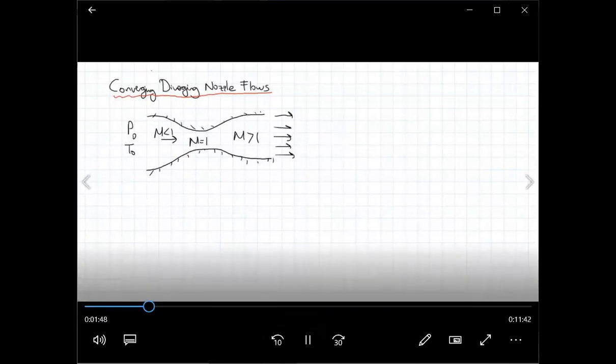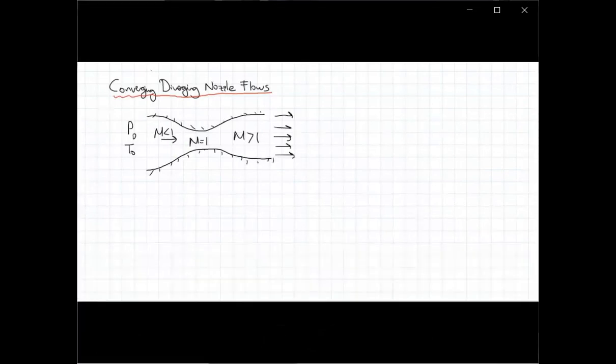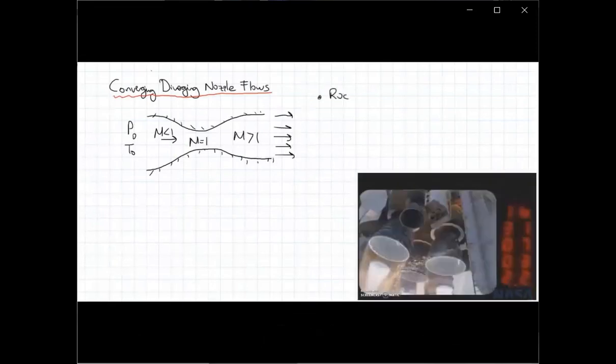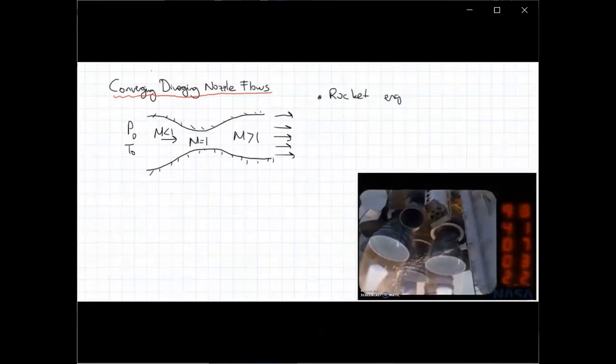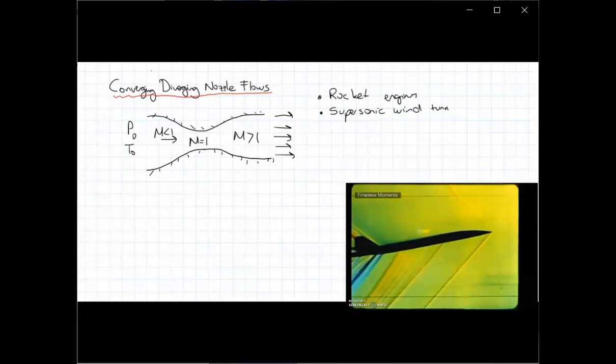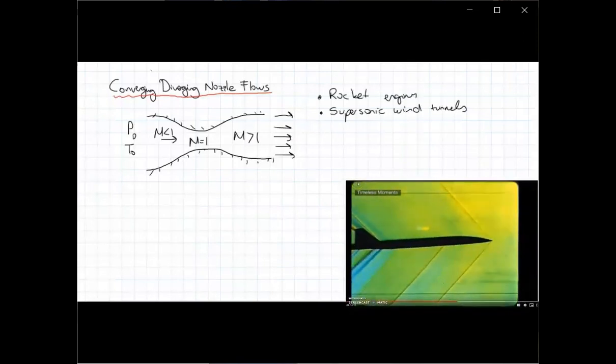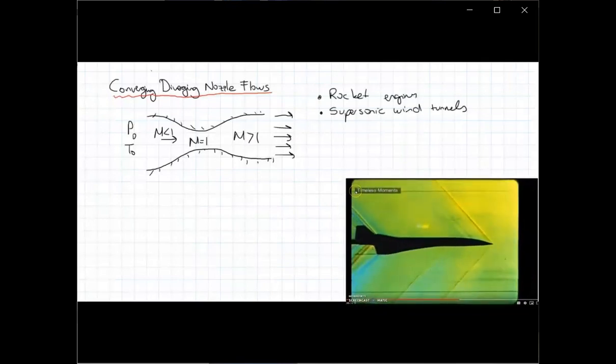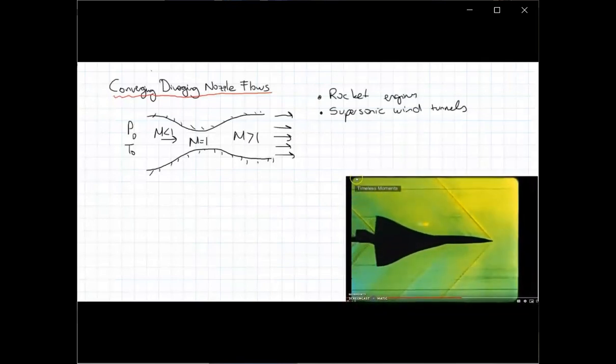Teşekkür ederim. For this application, we have to use a converging diverging nozzle. And these applications, as I told you, could be rocket engine nozzles, and also supersonic wind tunnels. In the supersonic wind tunnels, in the test section, we of course need a supersonic uniform stream. So in order to achieve that before the test section, we need to put a converging diverging nozzle.